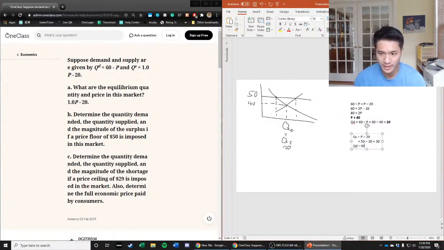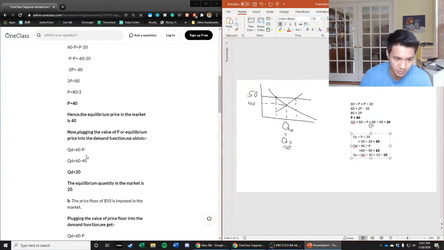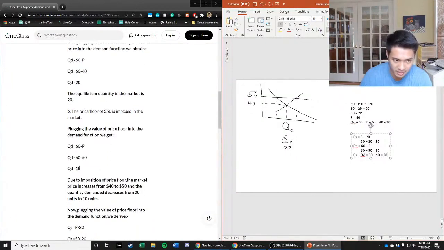QD is next, 60 minus P. We get 60 minus 50 is equal to 10. So that's our QD. And finally, the magnitude of the surplus is simply going to be the difference between quantity supplied and quantity demanded. QS minus QD is equal to 30 minus 10 equal to 20. And so that's going to be the magnitude of our surplus. So we have 30, 10, and 20. Let's see what the previous tutor said. The previous tutor said quantity demanded will be 10.